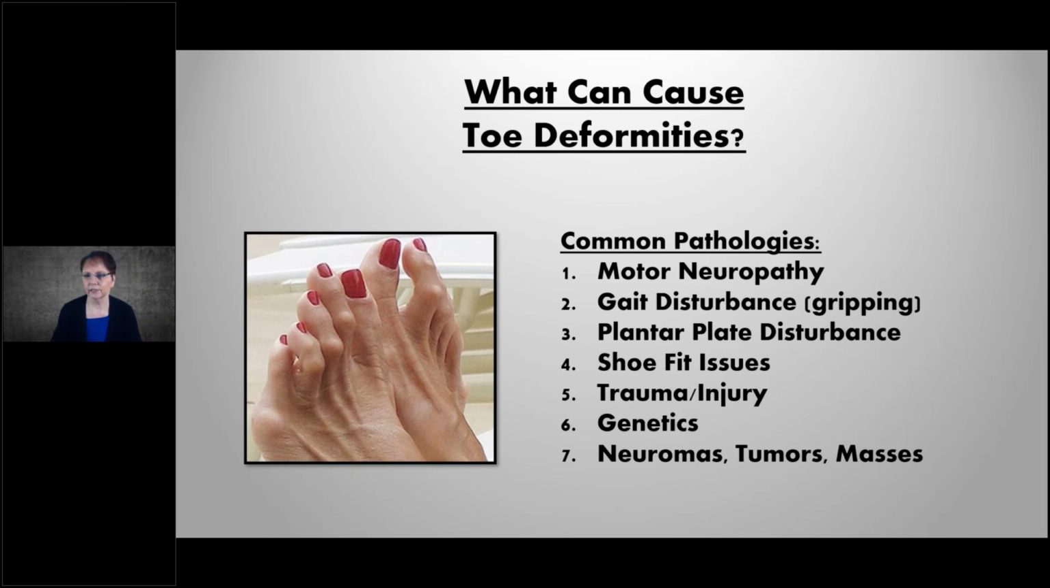But all of these here, gait disturbance, plantar plate disturbance, that's the anatomy on the bottom of the forefoot. Now that can have injuries or other abnormalities that also can cause the toes to curve. Shoe fit issues. Obviously, if the shoe is too short, that's going to cause problems. If the shoe is too big, it's going to cause problems because the foot kind of has to hold on to it so you don't fall over. Trauma and injury, genetics, neuromas, tumors, masses, it can be any of these. And that's what I know in your clinics you look at, to determine what the cause of this is and therefore what the treatments can be.